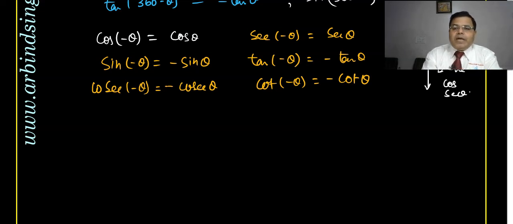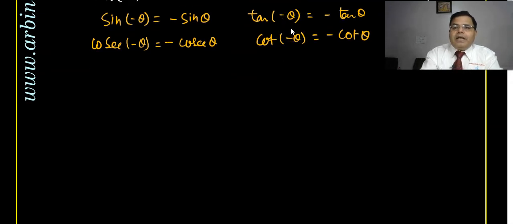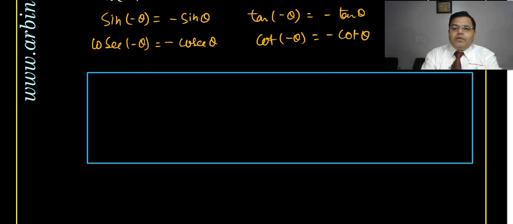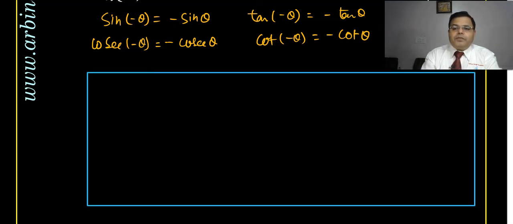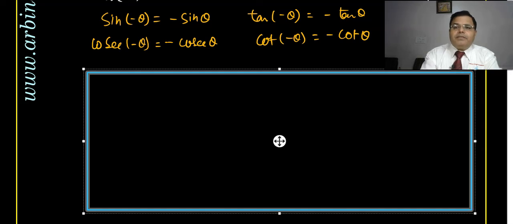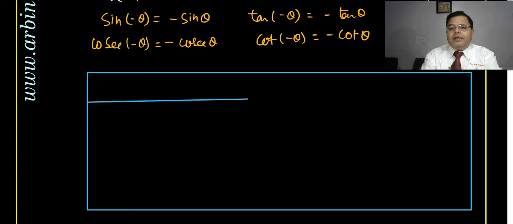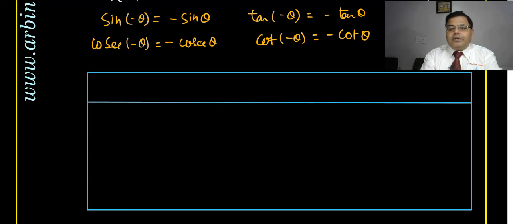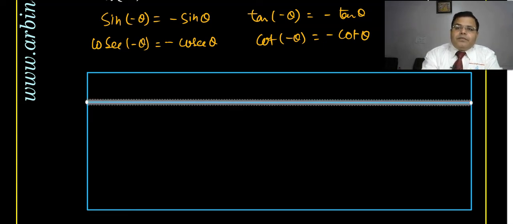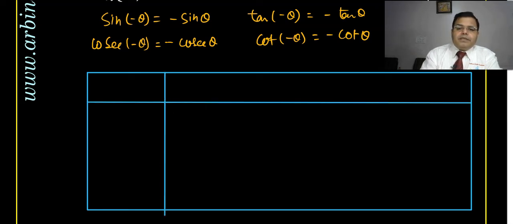Suppose you have some trigonometric ratio, the value of a trigonometric ratio. You have learned it, and I hope you have, but still I would like to give some values which will be useful to learn right now. So here is a table, remember this table. In this table I am writing the values of a few functions.